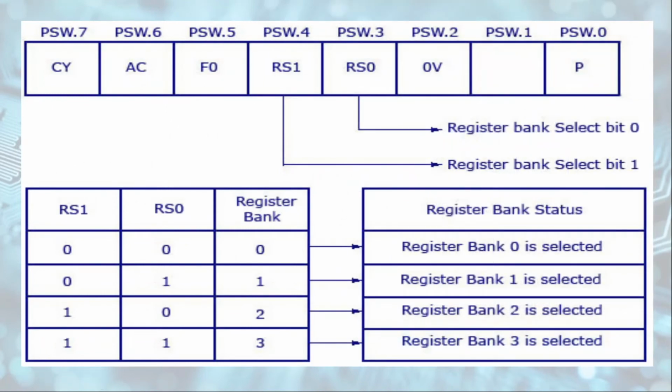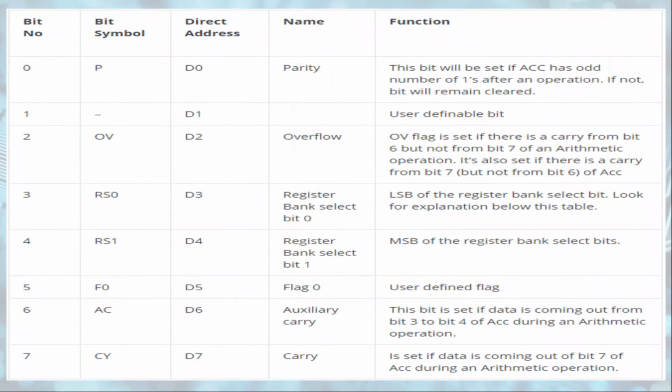So these two bits RS0 and RS1 are used for selecting which register bank we are using. If RS1 and RS0 are 00, then we will be selecting register bank 0. Similarly for 01 register bank 1, for 10 register bank 2, and for 11 register bank 3. So these are the definitions of different flags in program status word.